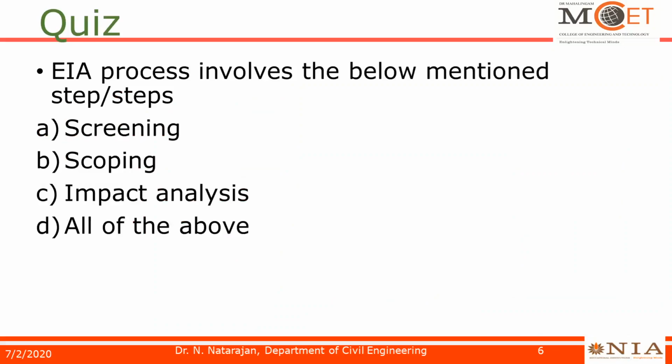So, a small quiz on whatever you have covered till now. The EA process involves the below mentioned step or steps: A, screening; B, scoping; C, impact analysis; and D, all of the above.